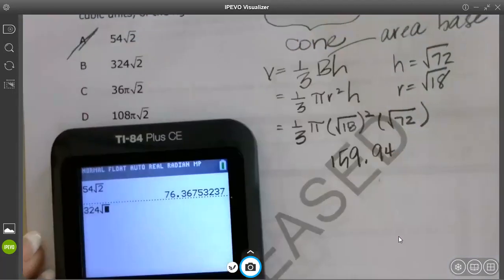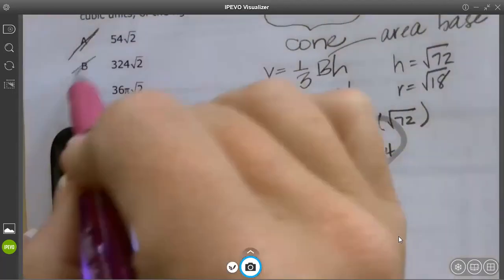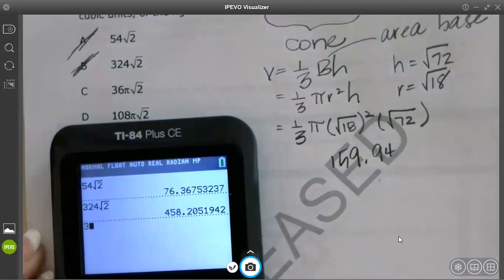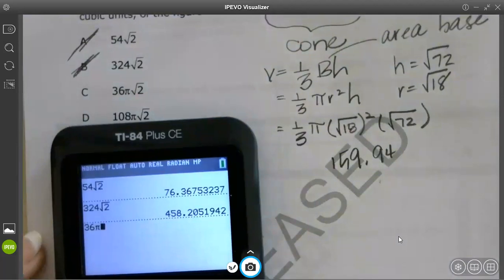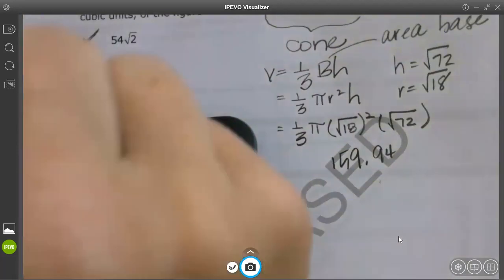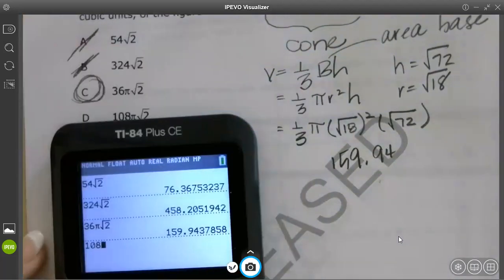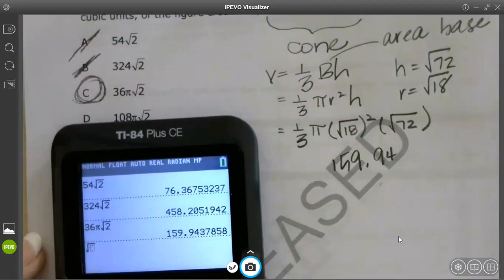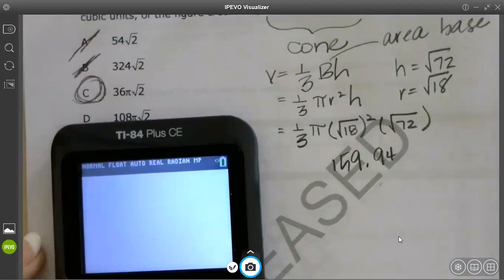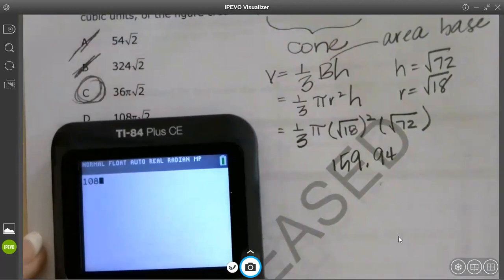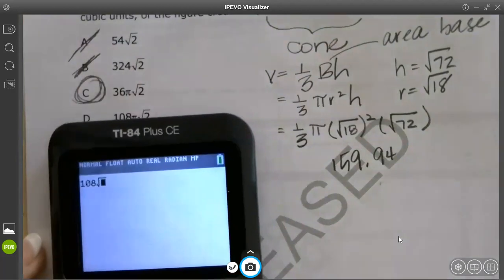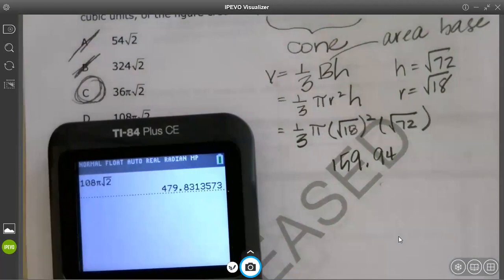324 square root 2, did I get that number? No. 36 pi square root 2, did I get that number? Yes, I did. Check the last one just in case I put something in wrong, and I will always tell you to do that. I don't know what I just did. 108. Sorry. Pi square root 2. 479, so we know it's not that one.